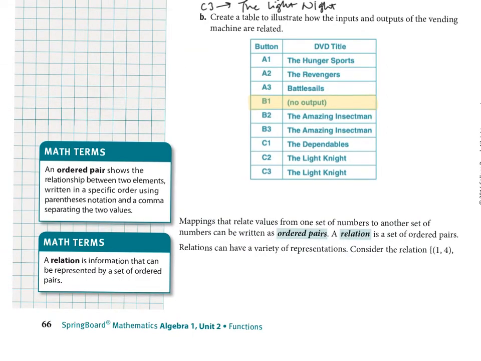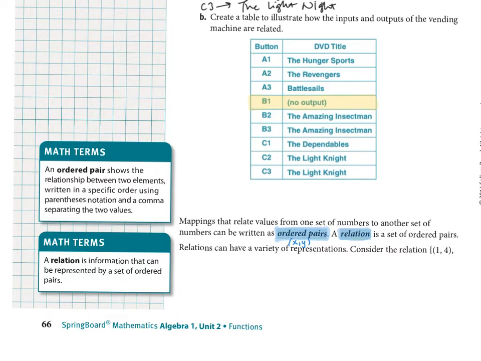Here it says mappings that relate values from one set of numbers to another set of numbers can be written as ordered pairs. You've probably heard of that before, right? An ordered pair could be an input and an output. Or maybe some of you are already starting to think it could be an x and a y. Now, a relation is a set of multiple ordered pairs.